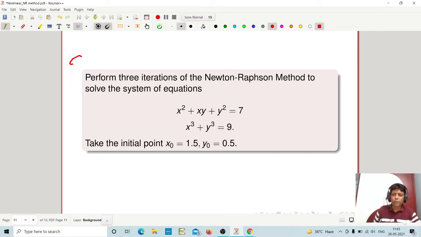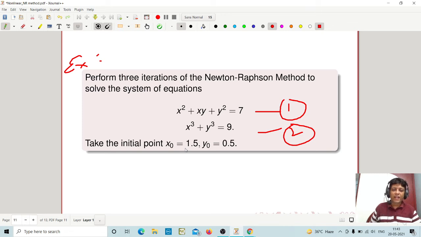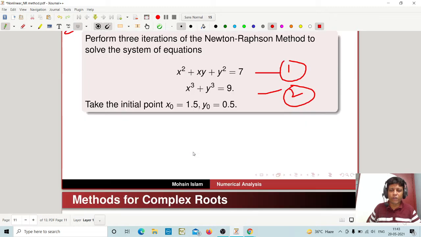So you have an example. There are two nonlinear equations. You see x squared plus xy plus y squared equal to 7 and x cubed plus y cubed equal to 9. And the initial point is given, x_0 equal to 1.5, y_0 equal to 0.5. And the exact solution is also given, but here I have not written it, not required. Okay, let me start with the solution.